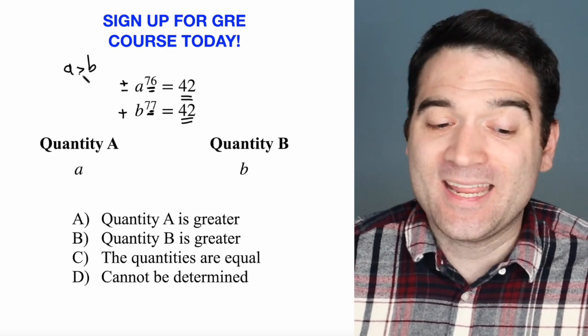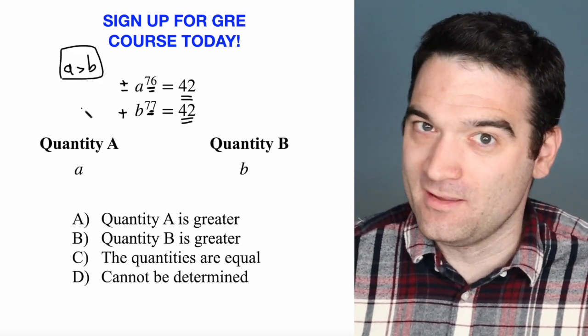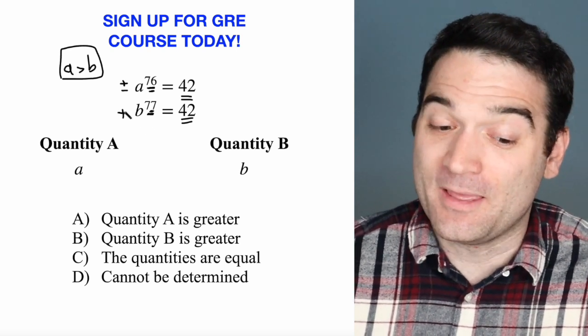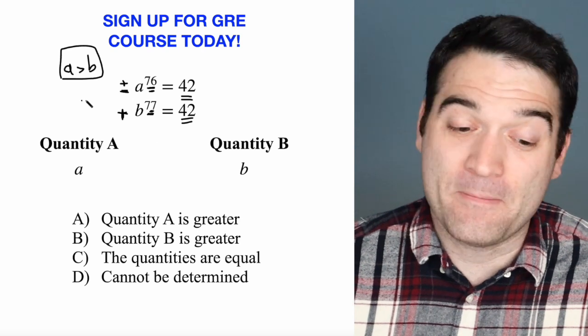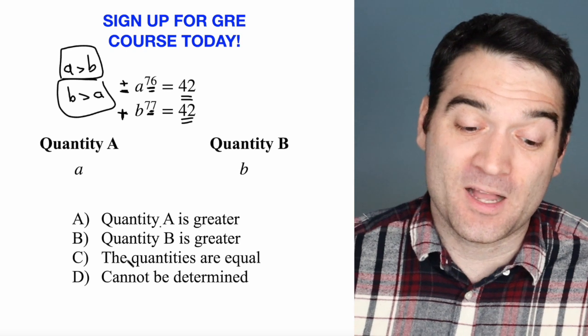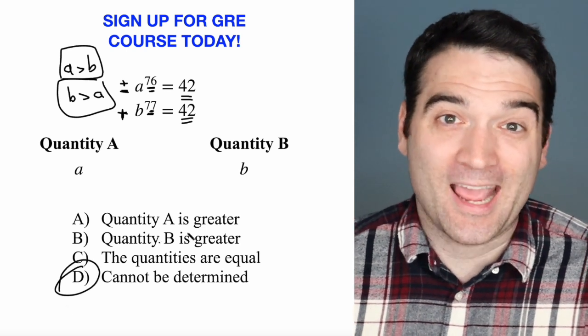So to sum up, it's possible that A is greater than B, for the reason that we described in the first place, but it's also possible that B is positive and A is negative, meaning that B is greater than A. So we have conflicting cases here. Both are possible, meaning that the answer cannot be determined.